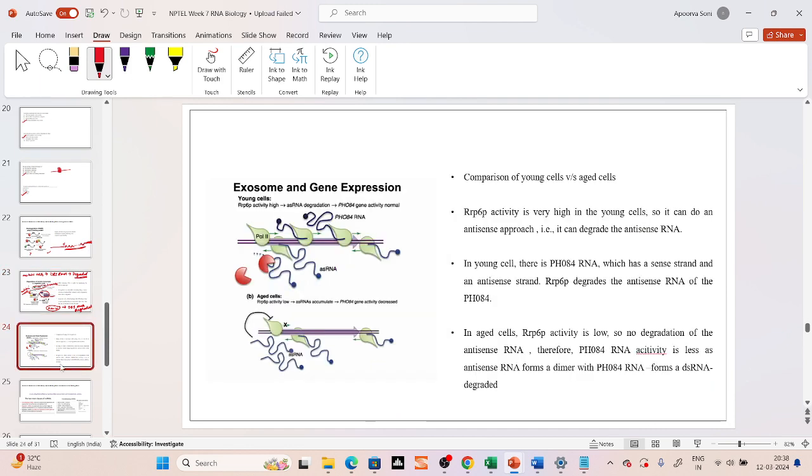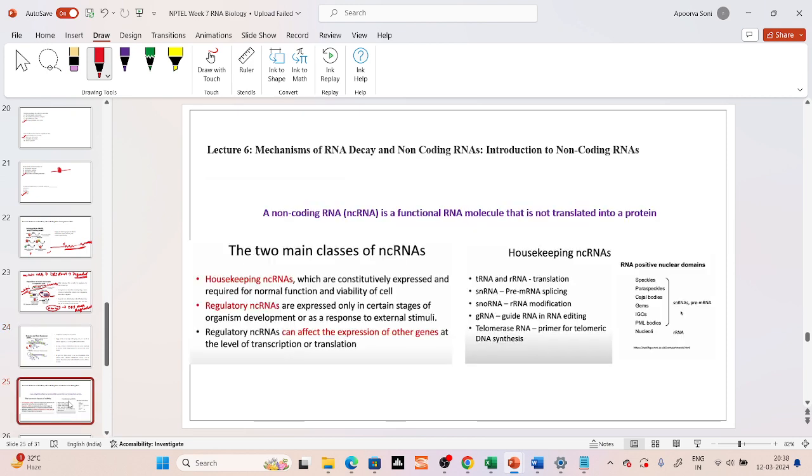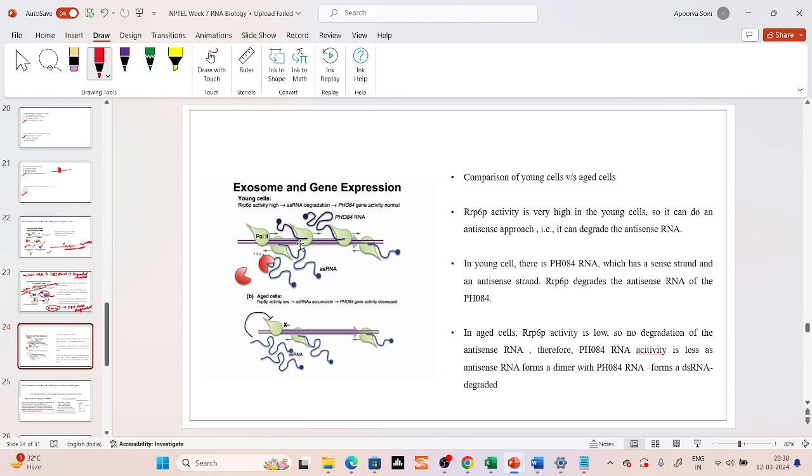Now next, there are so many mechanisms. I think this is the last mechanism, no? Yeah. So again, another thing is exosome and gene expression. Here they have talked about the comparison of young cells and aged cells. In young cells, this exosome, which is Rrp6p, is very active. So it can do an antisense approach, that means it can degrade the antisense RNA.